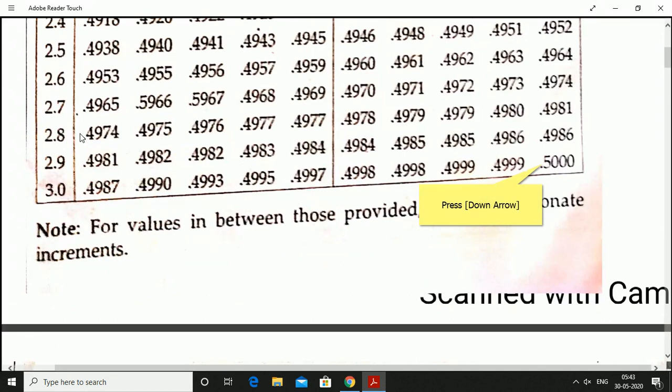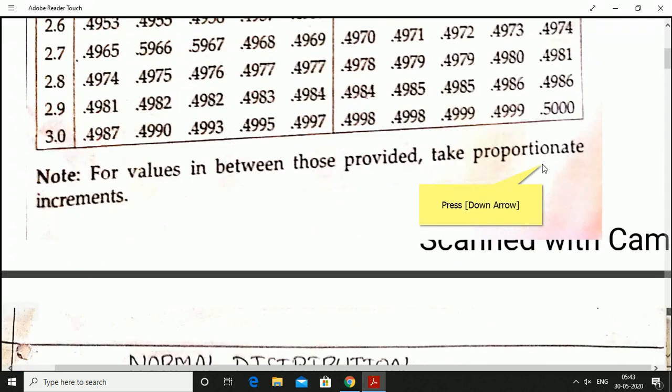8.33 we require. From 3 onwards, the area corresponding to the Z value is 0.5 itself. For 3 itself it is 0.5. For 3.1, 3.2, 3.3, 3.4, 3.9, 4, 5, 6, 7, 8, 9, 10 up to infinity, that area will be 0.5. That's what I have written.